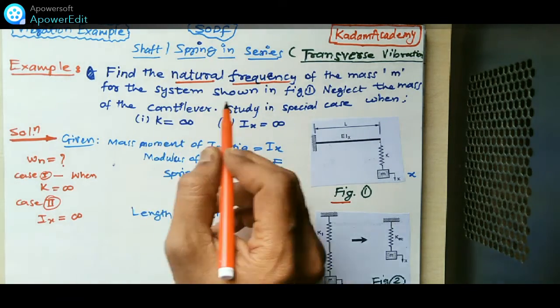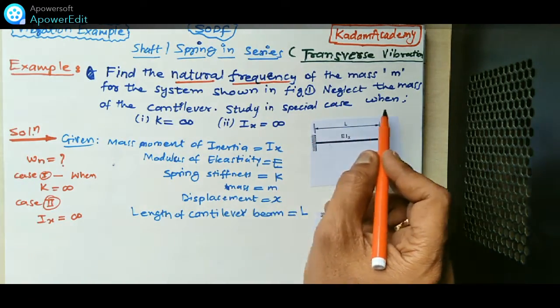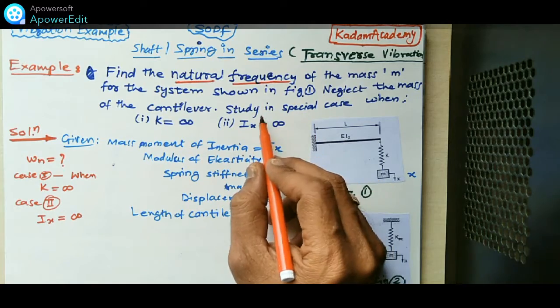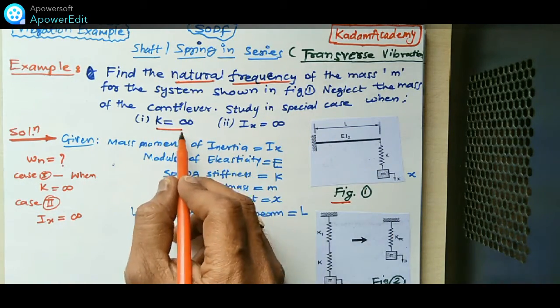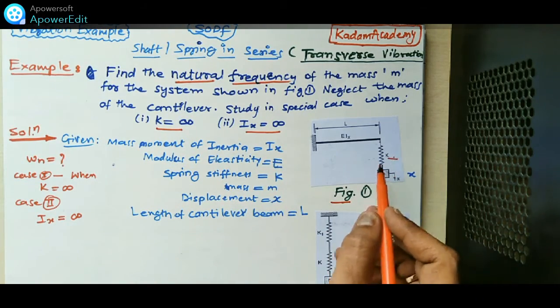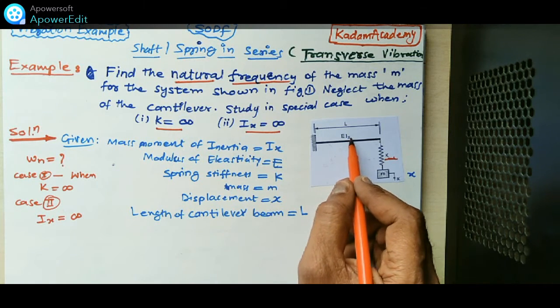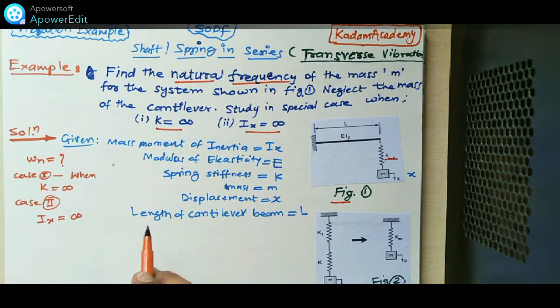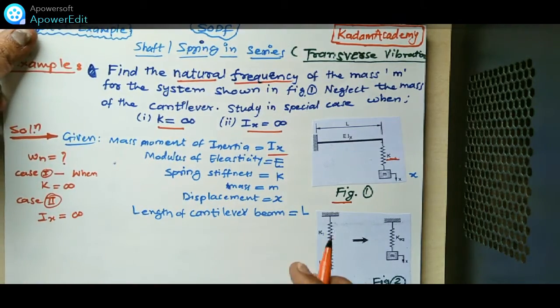Here also we have to consider some special cases. Study the special case when K is infinite, and what will happen when Ix is infinite. So these two cases we also have to study in this numerical. Friend, we'll solve this numerical now.